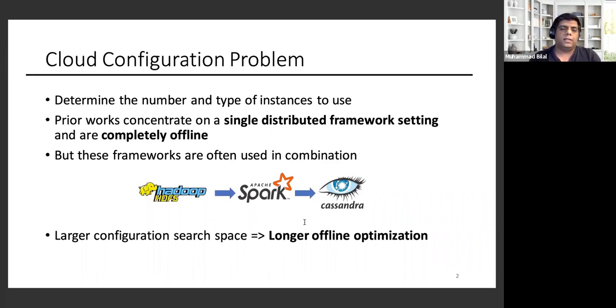But these frameworks are often not used in isolation. You use them in combination. Here I'm just giving an example of an analytics cluster which might be composed of HDFS, Spark, and Cassandra. You can replace it with any other type of batch processing pipeline. In this context, the search space becomes even larger, which means that if we use completely offline methods, it can take quite long for the completely offline optimization method to find a good configuration. Can we move to the next slide, please?